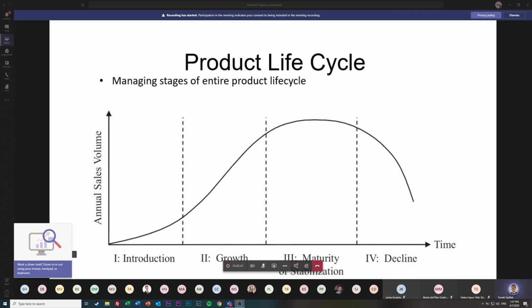So what does it mean? In the introduction, we are typically at the beginning of the product life cycle, and the annual sales volumes are quite small, but they are growing. Rapid growth is in the second stage, the growth stage. Then we have the third stage, the stage of maturity and stabilization. And finally, the stage of decline, when the annual sales volumes are falling.